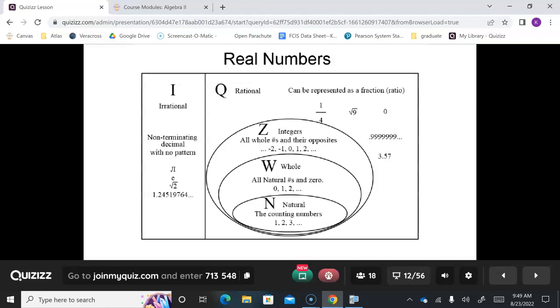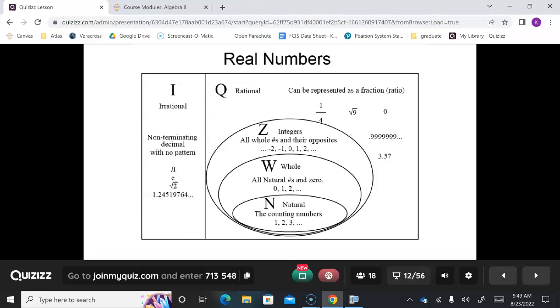All right. We have square root of 9. What's the square root of 9 simplify to? 3. Okay, so I see that that's rational because it equals 3. So square root of 9 is also a natural number because it simplifies to 3, so it's natural and it's whole and it's an integer because when I simplify it, it's 3.